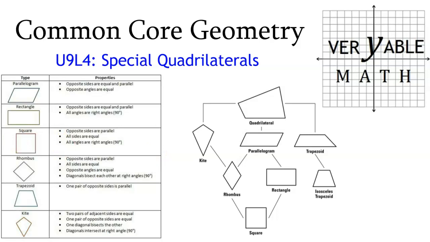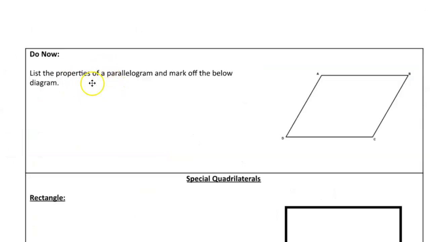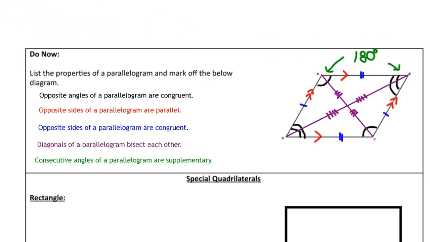Let's get into it. In the do now, it does say list the properties of a parallelogram and mark off the below diagram. Here's the diagram. It's of parallelogram ABCD. Pause the video, mark it up, and then see if you got it right. Okay, take a look at the things that we marked down here on the diagram. It's okay if you didn't mark everything, but take a moment now. You can pause the video and mark up your diagram in this way.